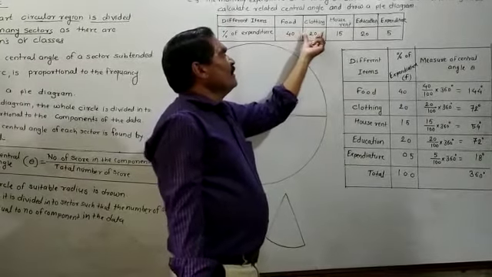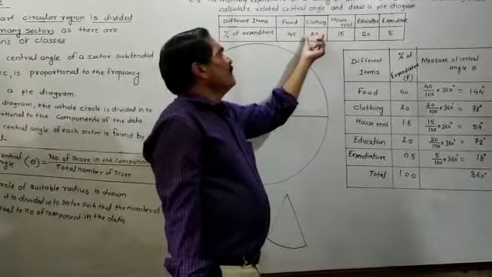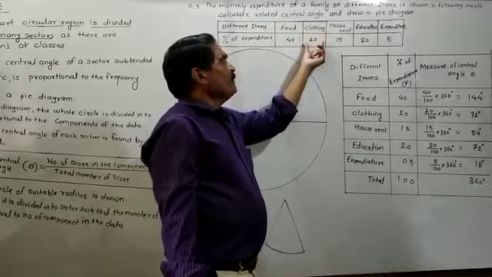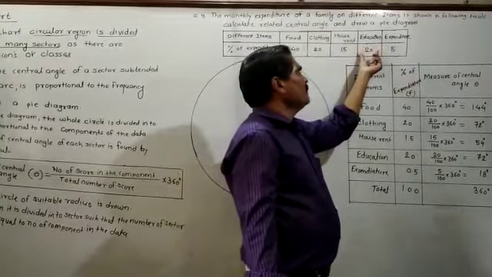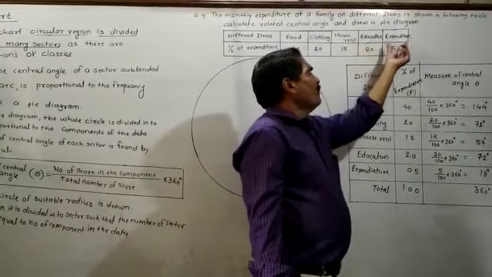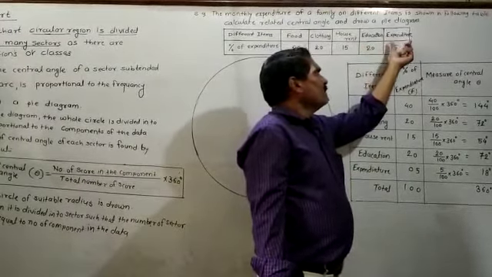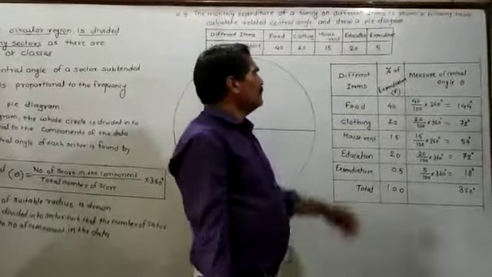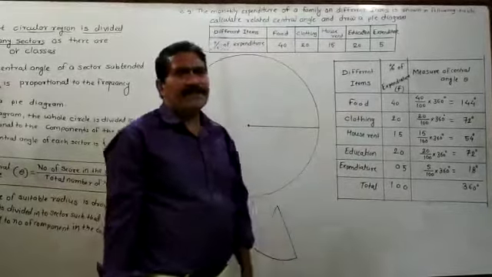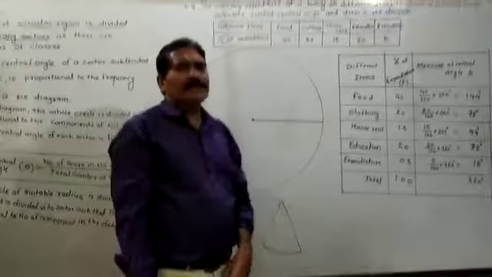Then for the clothing they are spending 20%. For the house rent they are spending 15%. For education they are spending 20%. And for the expenditure they are utilizing 5%. This is the data, and for this data you have to show all these things in the pie chart.